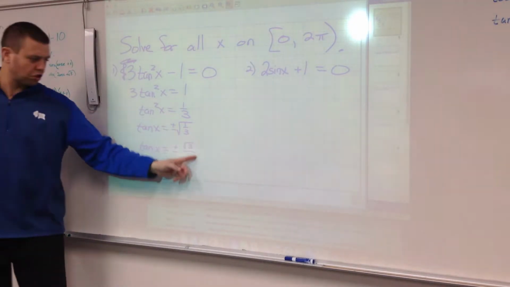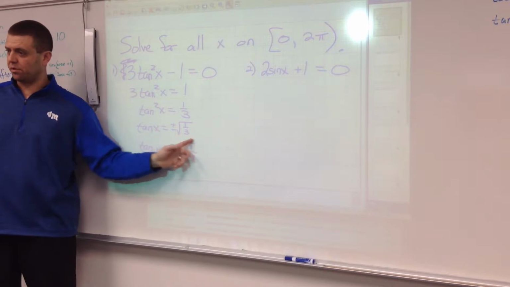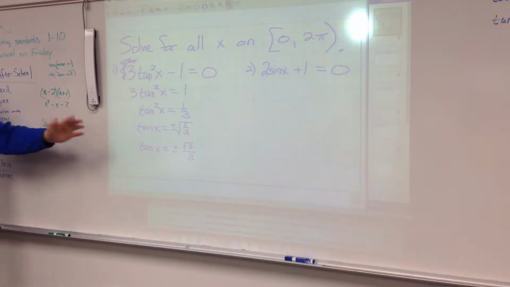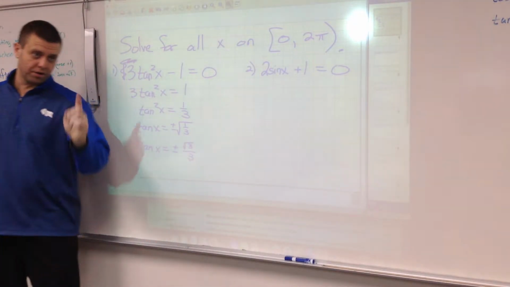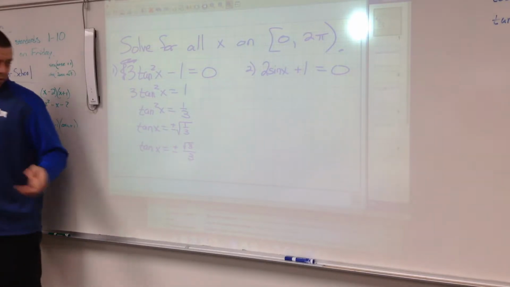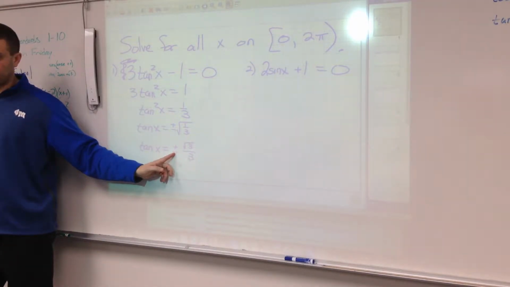This value should look familiar. Those are some of your answers on your time test, right? When is the tangent equal to a positive or a negative root 3 over 3? 30 degrees or pi over 6. 30 degree reference angle, right? The tangent of 30 is root 3 over 3. How about in the second quadrant? That'd be negative root 3 over 3. That would work too, right?